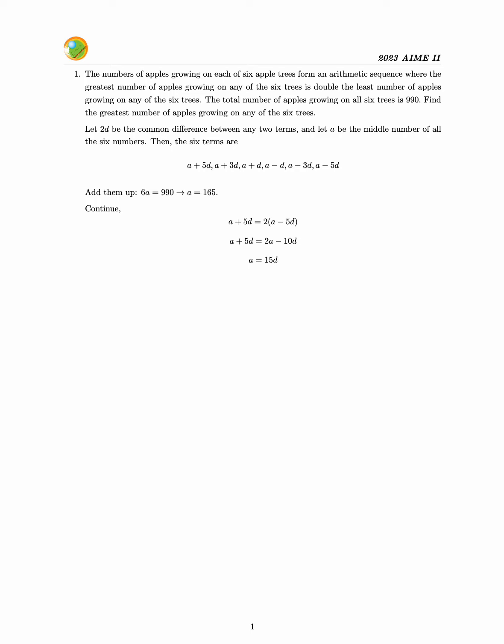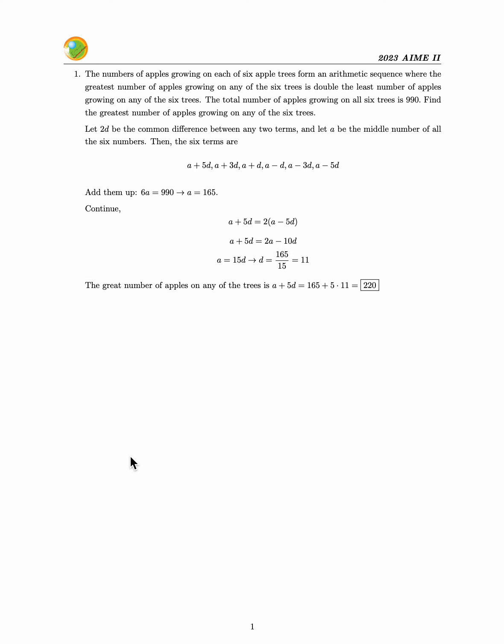And now, because we have the value of d and we want to find the greatest number of apples growing on any of the 6 trees, this is just going to be a plus 5d, right? The greatest number of apples on any of the trees is a plus 5d, which is 165 plus 5 times 11, which is going to be equal to 220, and that is finally our answer to this problem.